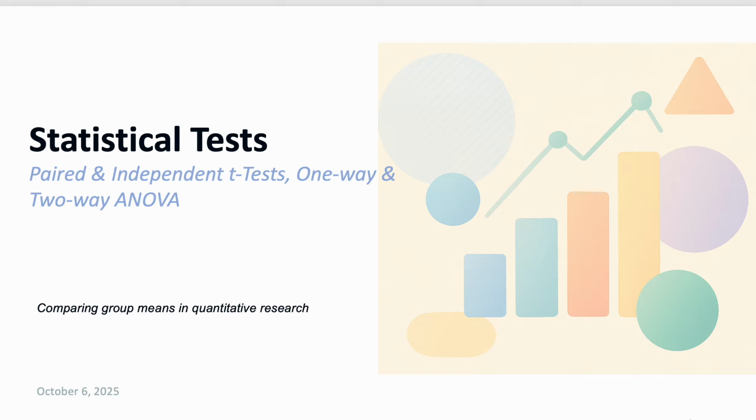Today we're going to take a look at statistical tests that come from a grouping of quantitative methods that all encompass comparing group means within quantitative research. So every test that we're going to talk about in this segment is really going to be related to comparing different groups and how they are going to perform by looking at their means.